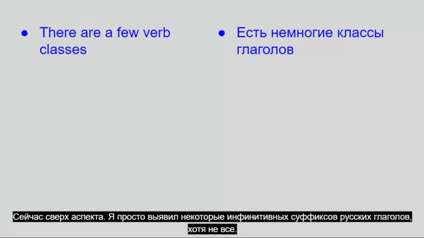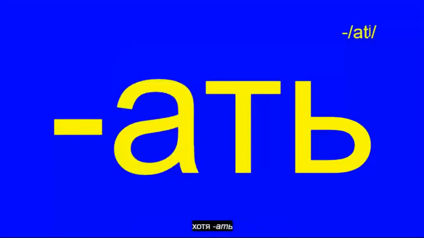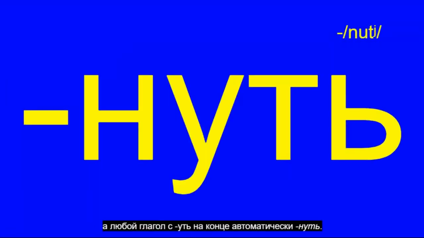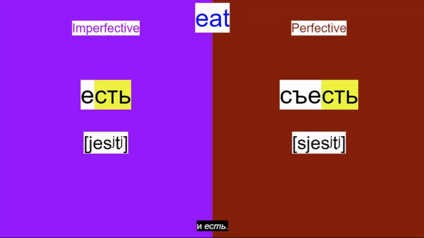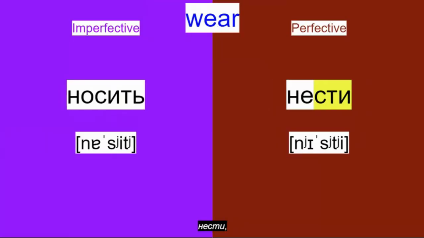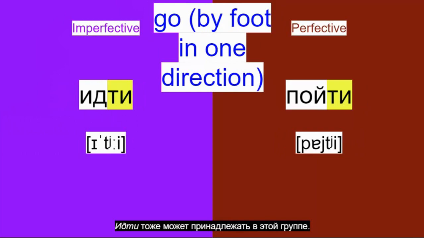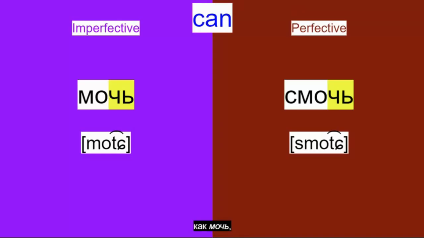Now beyond aspect, I've just given away some of the infinitive endings of Russian verbs, though not all. Most verbs end in ch. The letter before that can be any vowel, though ach and ich are by far the most common, and any verb ending in uch is automatically nuch. There can also be verbs ending in sh, like klash and yish. There are also a few verbs that end in sti, like visti, nisti, and rasti. Go, ichi can also belong to this group. There are also a few infinitive verbs ending in ch, like moch, vypich, and privgech.